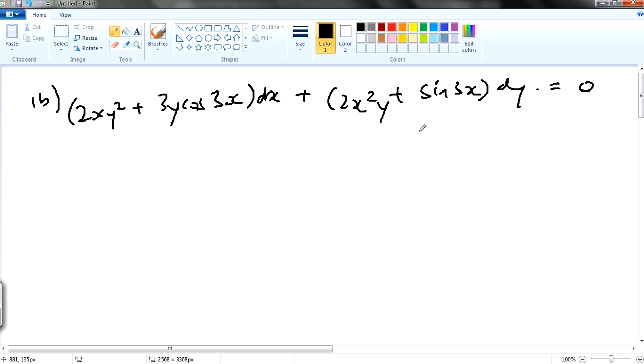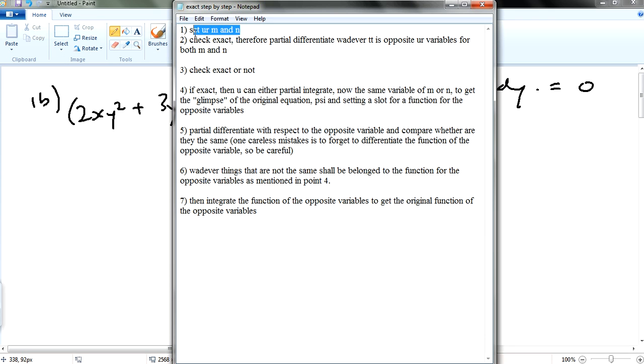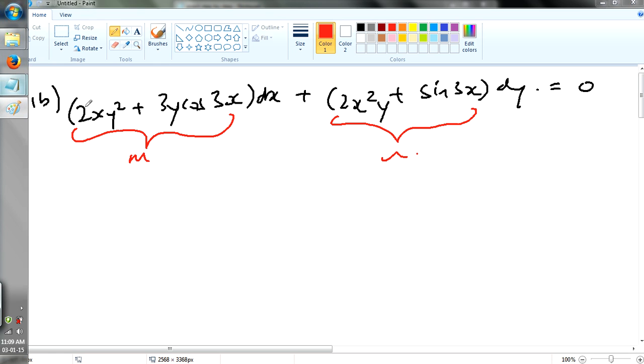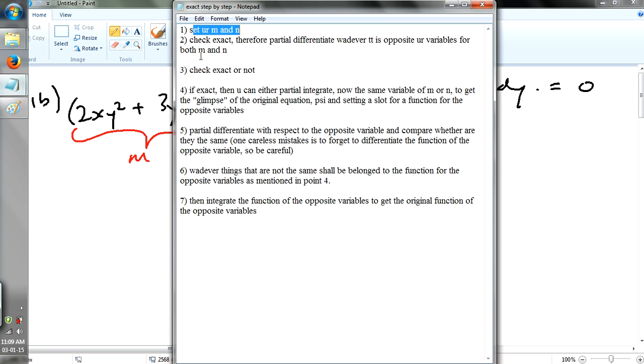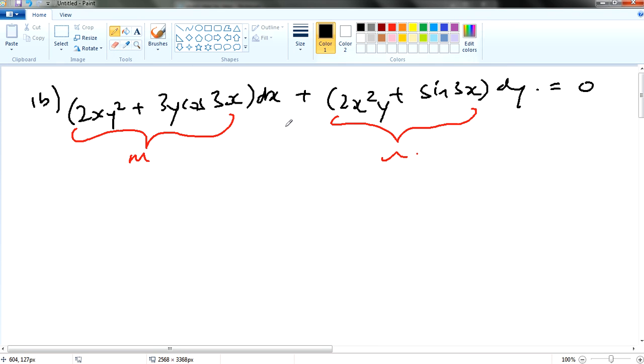Okay, anyway. What we're going to do first is to set your M and N. So this will be your M and this is N. The second step is to check whether it is exact or not. So how do you check exactness? As I said earlier, for M, which is in terms of dx, you differentiate in terms of dy.